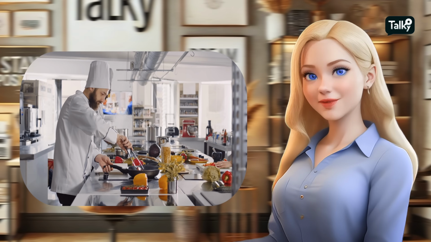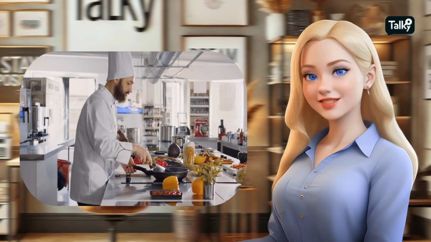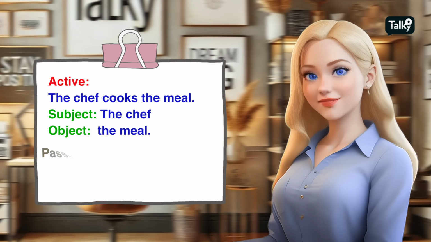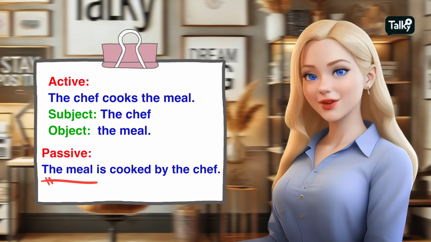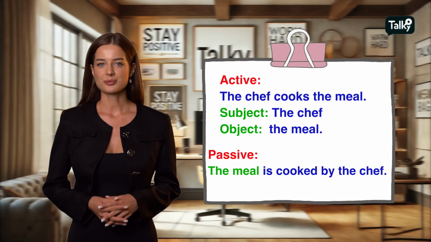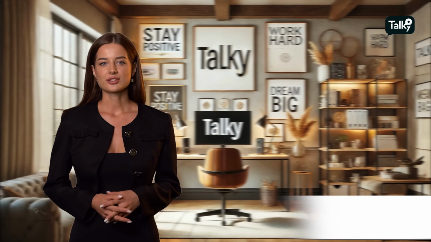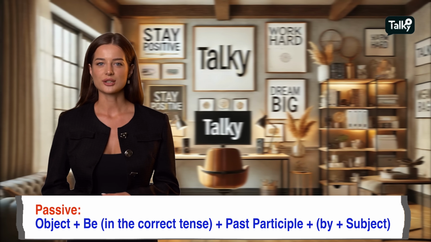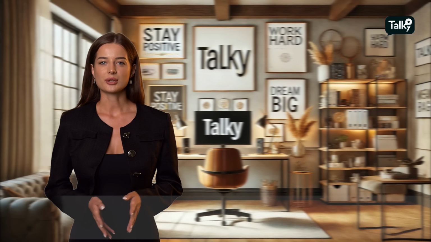Let's take an active sentence. The chef cooks the meal. Here, the chef is the subject and the meal is the object. In the passive voice, we switch the focus to the meal. The meal is cooked by the chef. Notice how the object of the active sentence becomes the subject of the passive sentence. The structure is object plus be in the correct tense, plus past participle plus by plus subject.